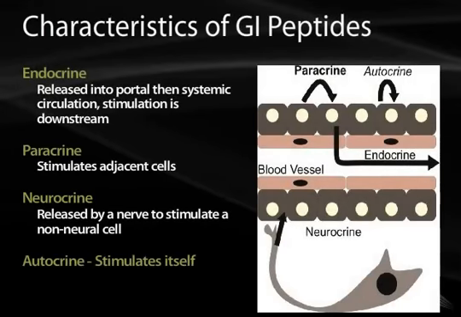First of all, we need to understand the characteristics of GI peptides. There are different types of hormones that are released. These can be endocrine hormones, which are released into the portal and then systemic circulation, and their stimulation is downstream. There are paracrine hormones, which stimulate adjacent cells, and neurocrine hormones, which are released by a nerve to stimulate a non-neural cell. Autocrine hormones represent the fourth type, and they stimulate themselves.